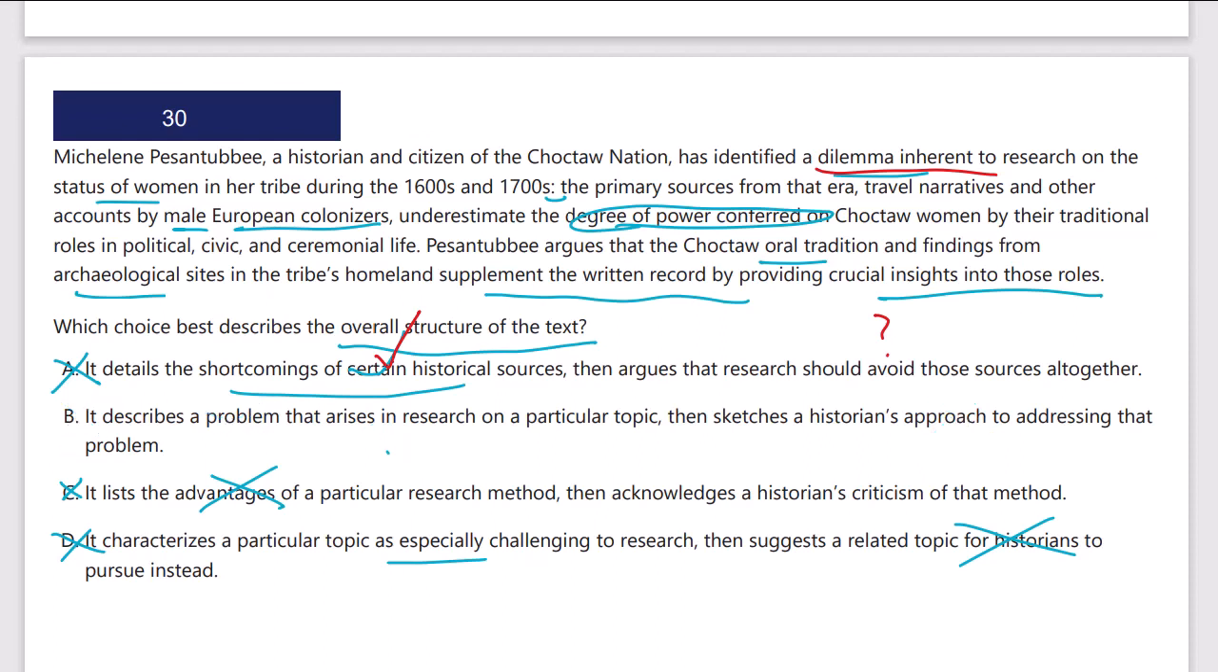Let's check out B. It describes a problem. So a dilemma is a problem. I didn't like that wording, but okay, it does say that a problem that arises in research on a particular topic, inherent to research on this topic, status of women. That is actually pretty accurate to the text. Then sketches a historian's approach to addressing that problem. Yes, of course. I don't know why I eliminated that. This is the historian's approach. So she says, use these methods, right? Basically the oral tradition, the written record, the archaeological sites. These are all examples of the different methods or approach the historian should take to addressing that problem. B is clearly the answer. I don't know how I missed that the first time.